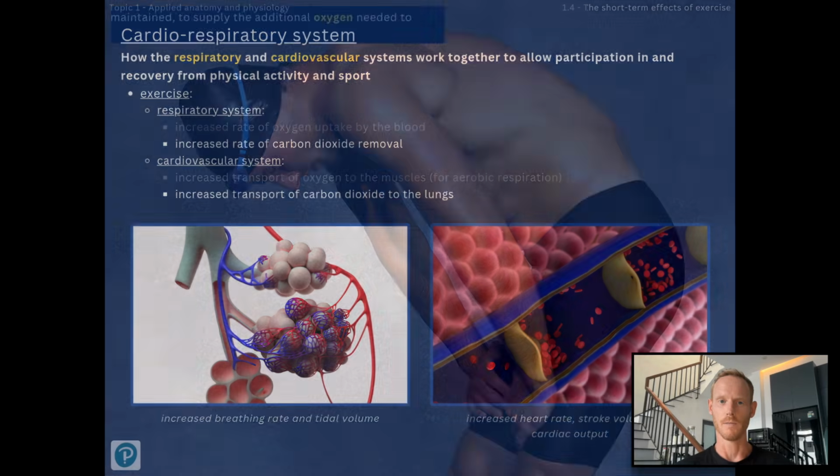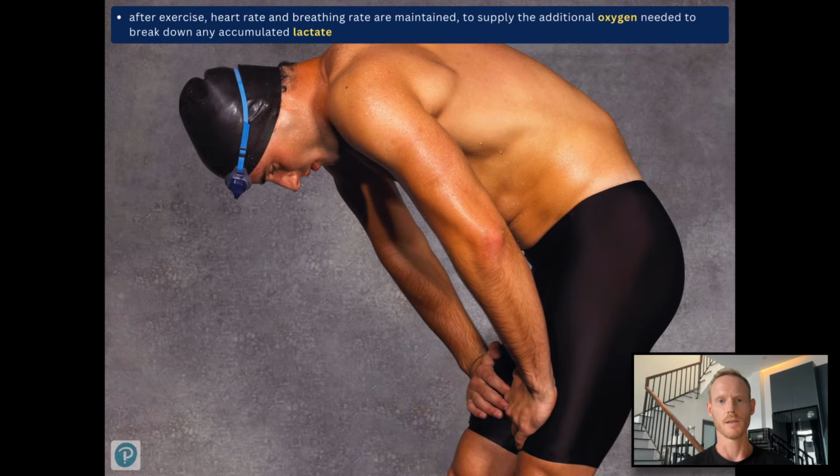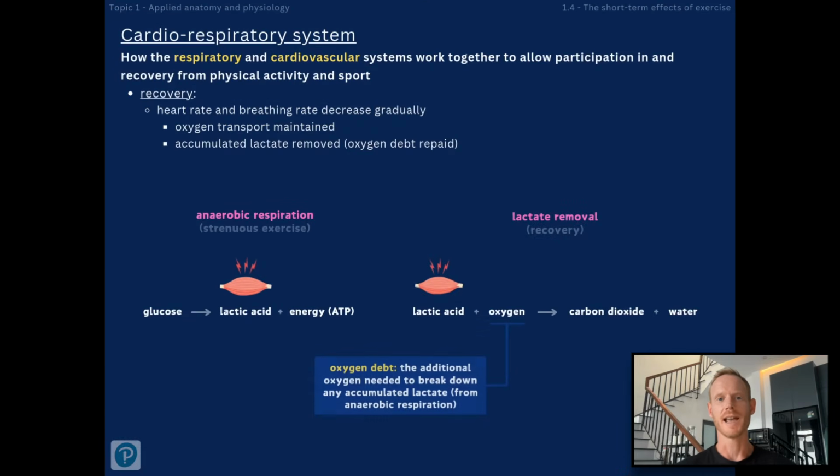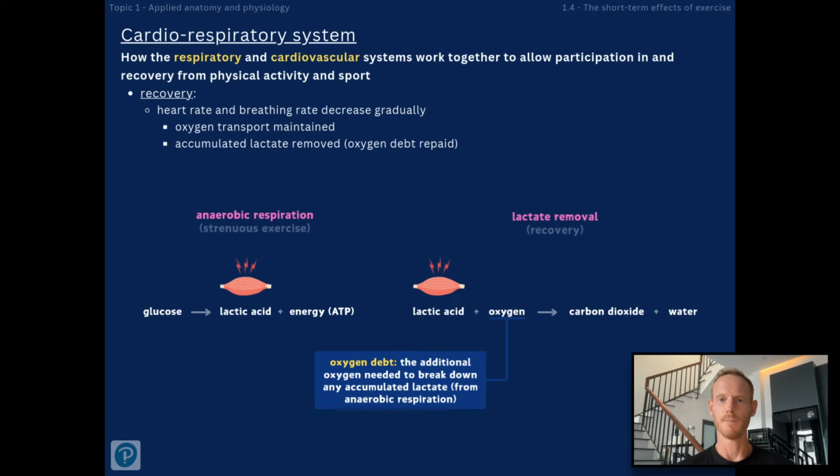Now, after exercise, both systems continue to work harder for some time in order to pay back the oxygen debt. Oxygen debt is the additional oxygen needed by the body after strenuous exercise to restore its oxygen levels and break down any accumulated lactate, which is a byproduct of anaerobic respiration. Lactic acid is broken down by oxygen, or oxidized, to form carbon dioxide and water.